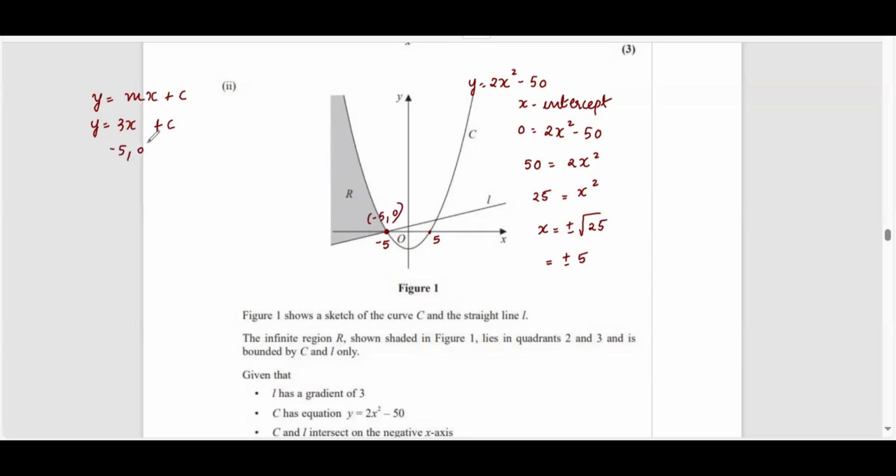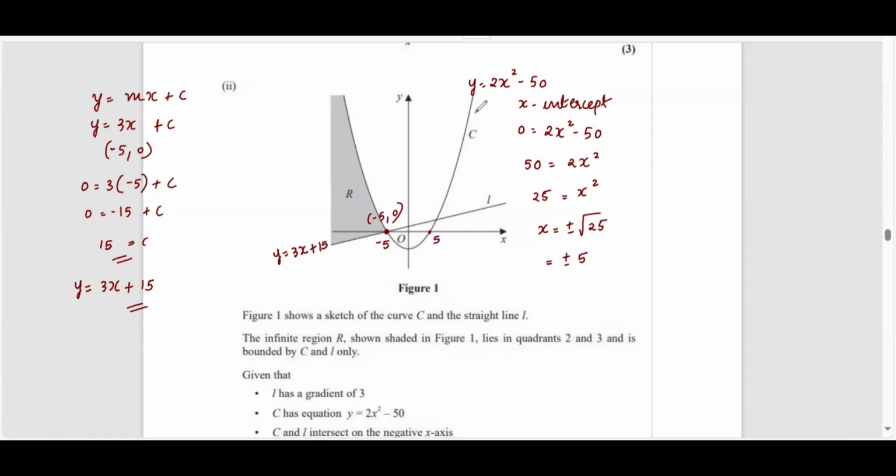Minus 5 comma 0. Substitute this here. Instead of y, 0, equals 3 into x which is minus 5, plus c. So 3 into minus 5 is minus 15 plus c. Therefore, minus 15 goes to the other side, you will get c as 15. Your equation of this line will be y is equal to 3x plus 15. This is the equation of the line.